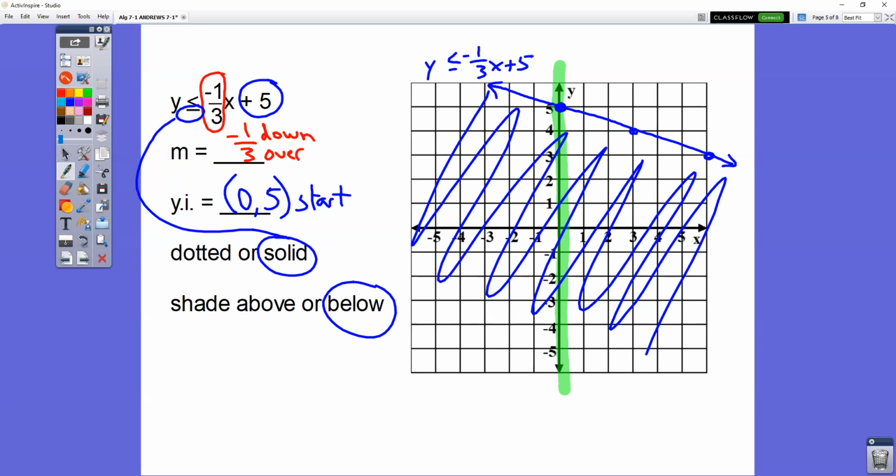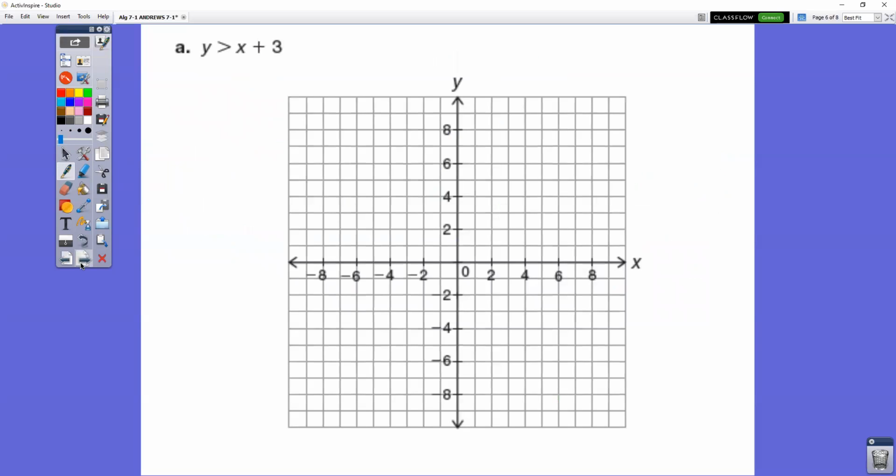Questions on that one? Go ahead and try this one, please. Just ignore the letter A there. This is y is greater than x plus 3. Now, the background grid on this one is a little bit different. Lots of times on the Regents exams, they try and trick you a little bit by not labeling every single one. So that's why I wanted to show you this one. Go ahead and try this one, please.